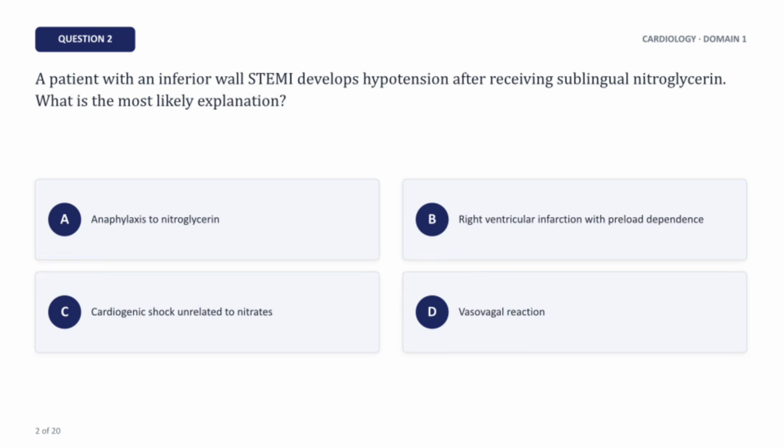Now, let's move on. Question number 2. A patient with an inferior wall STEMI develops hypotension after receiving sublingual nitroglycerin. What is the most likely explanation? Option A. Anaphylaxis to nitroglycerin. Option B. Right ventricular infarction with preload dependence. Option C. Cardiogenic shock unrelated to nitrates. Option D. Vasovagal reaction.